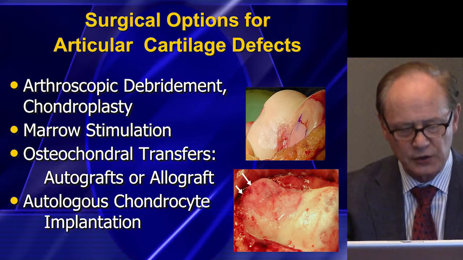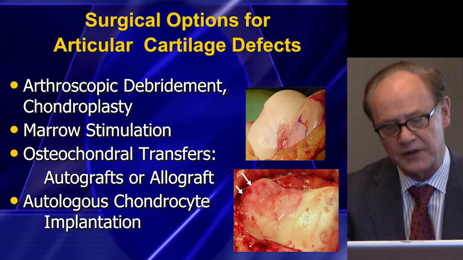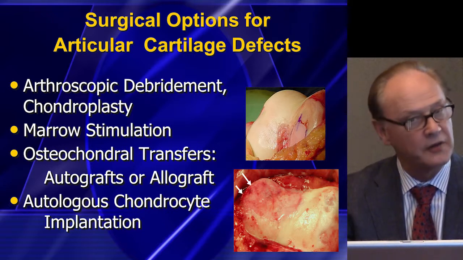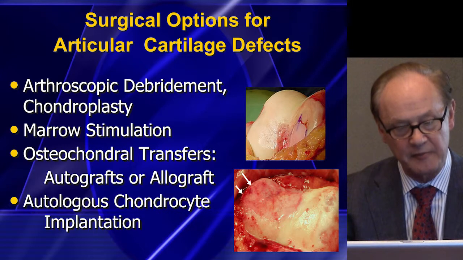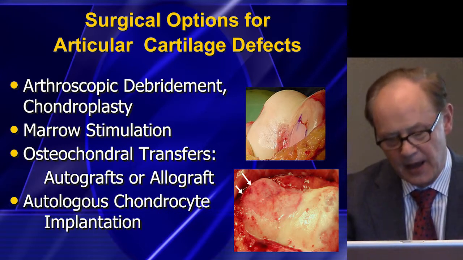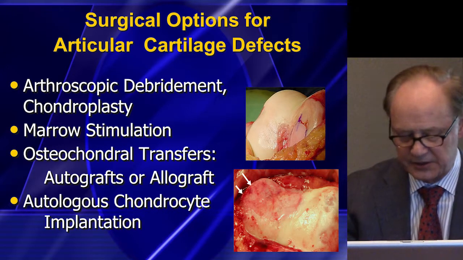So used correctly, it can be a valuable tool, but used incorrectly, it can actually cause trouble. Then the osteochondral transfers, those are the apple core type things. Autograft just means from your own body. Allograft means from someone else's body. And then the final one is autologous chondrocyte implantation.